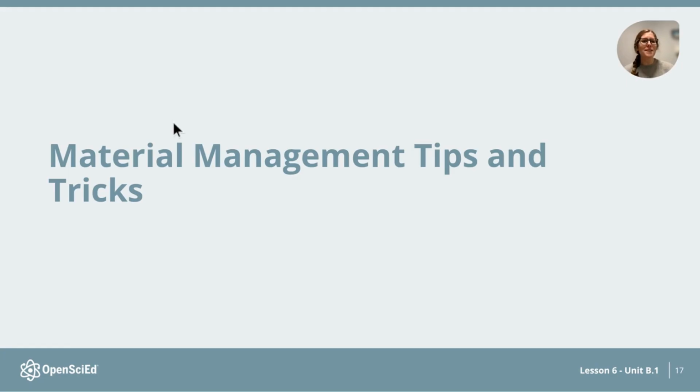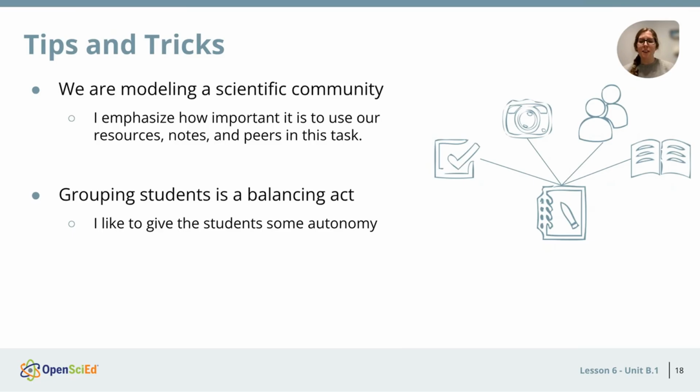All right, we are almost there. We are at material management tips and tricks. The first is I emphasize with my students that we are modeling a scientific community and that it's important that we use our resources, notes, and peers in this task, and that grouping students is always a balancing act. I like to give the students some autonomy. I'll usually have them write down 3 friends' names that they would like to work together. And then I can usually partner them with at least one person that's on their list that I know they're going to be in a supportive group with.